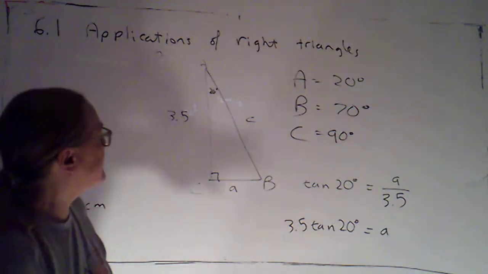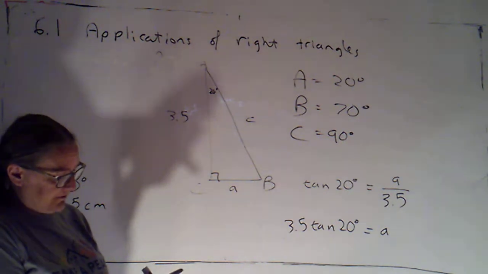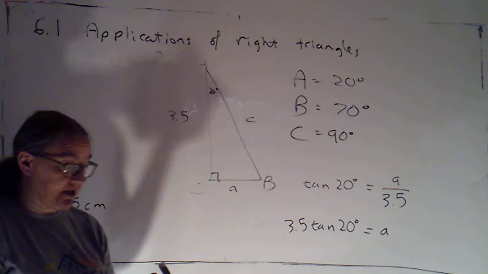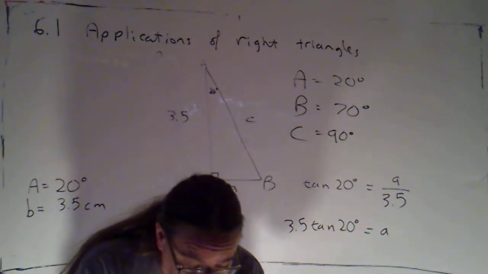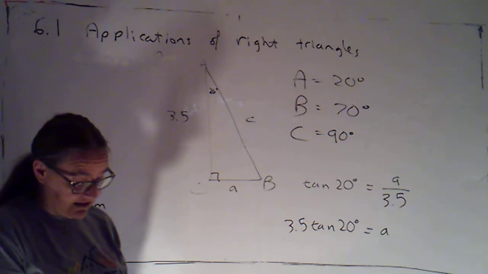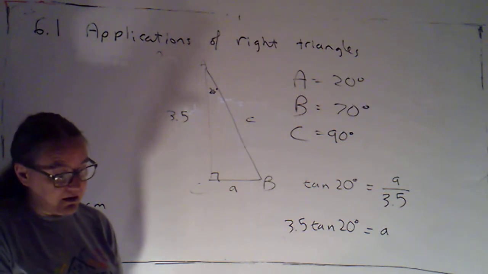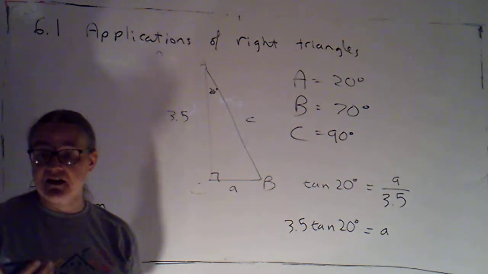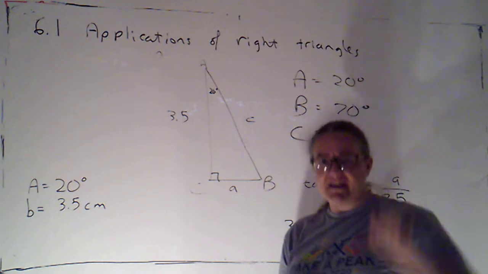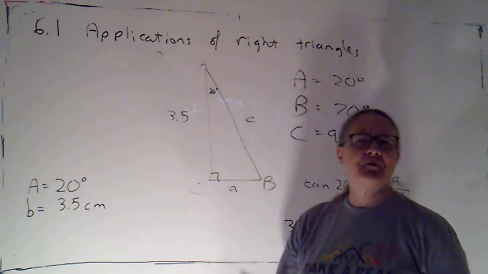Okay, so I am going to say 3.5 times, actually, what I'm going to do first is check the mode and make sure that I'm in degree mode, because if I'm in radian mode, that's going to be a problem. Usually on most calculators there will be a little D or an R to tell you whether it's in degree or radian mode. It's hard for me to read that.